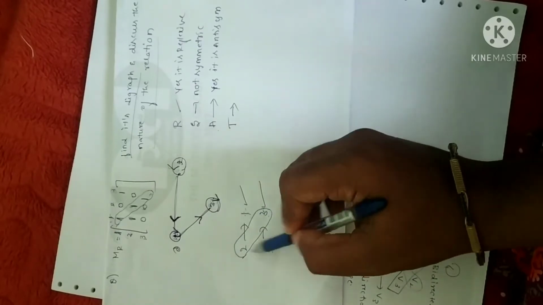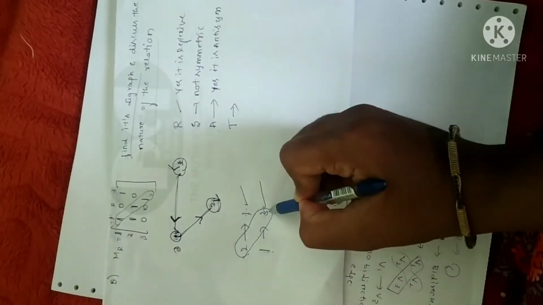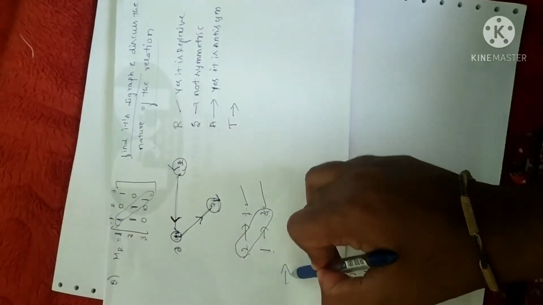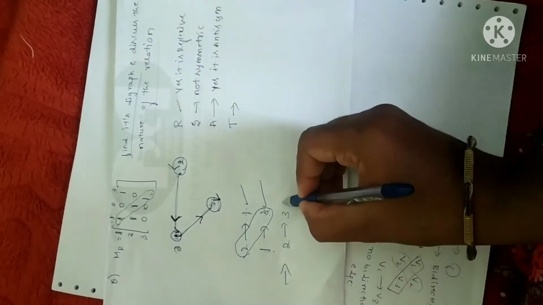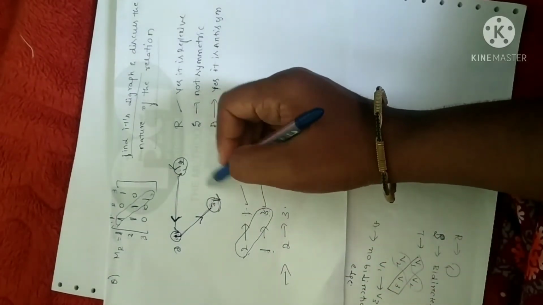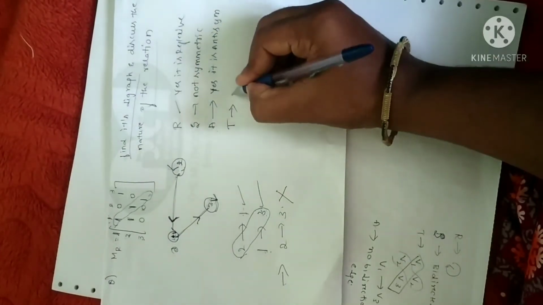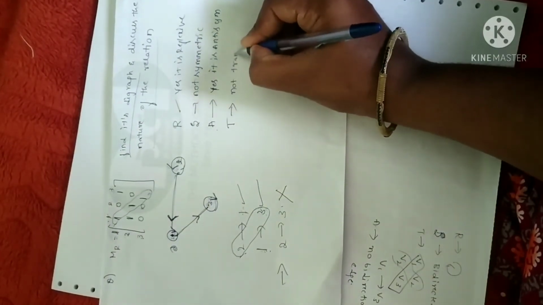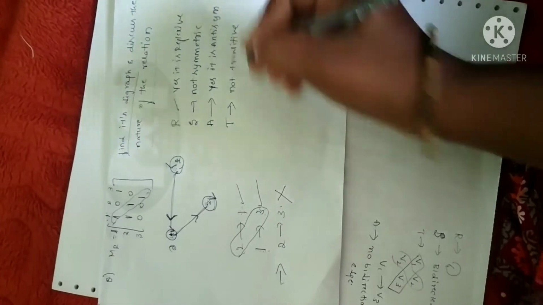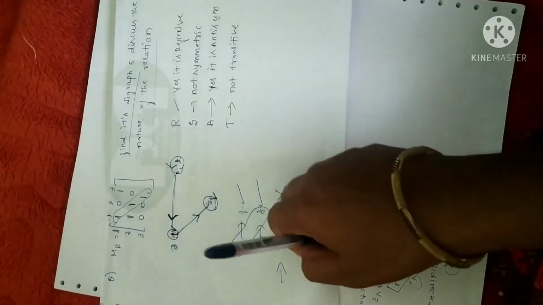If it is a common vertex, the 2 to 1 edge is there, the 1 to 3 edge is there. Then if it is transitive, 2 to 3 should be there. But we don't have an edge between 2 and 3, so it is not transitive. It is not transitive. Is this clear? Hope it is clear for you.